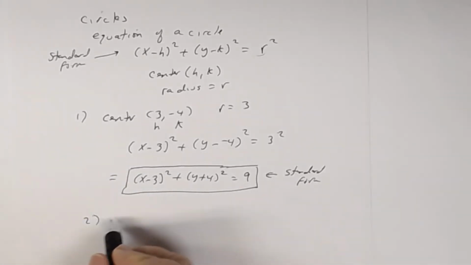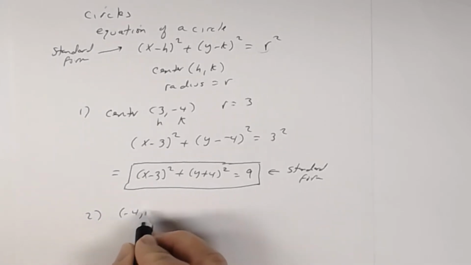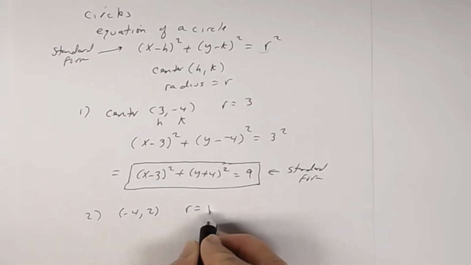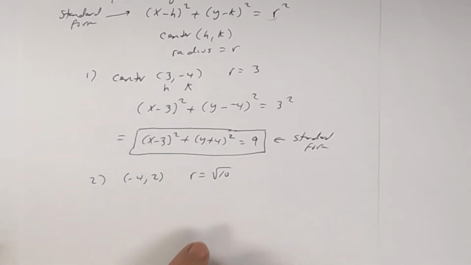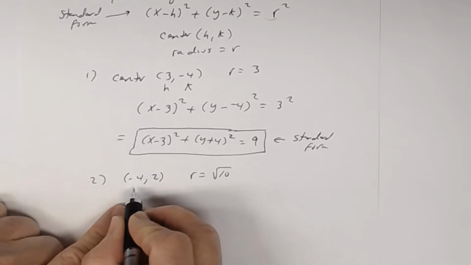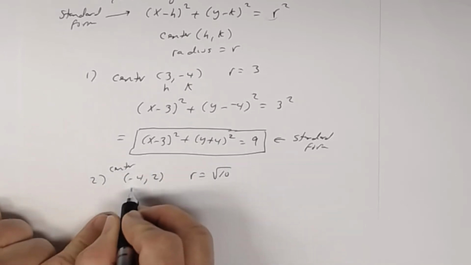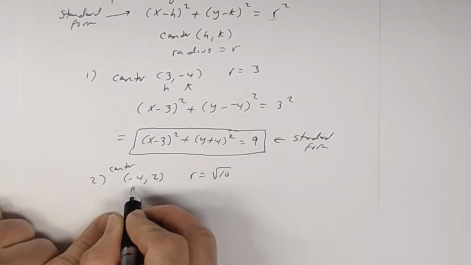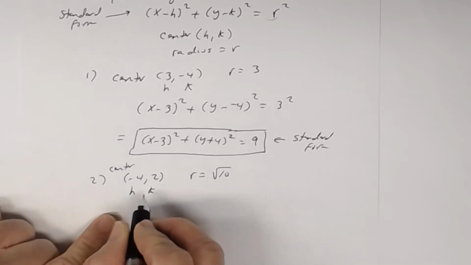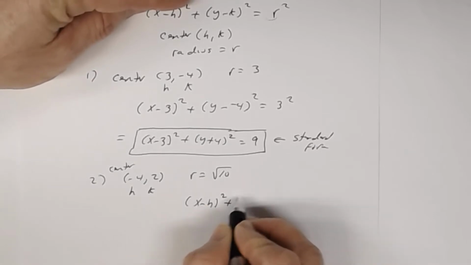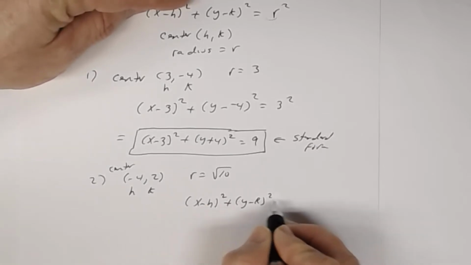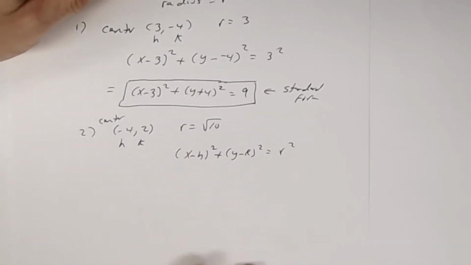All right, let's look at number two. We have the center (-4, 2), and the radius this time is the square root of 10. Now you may say, oh, that's going to be hard. No, it's not. Very simple, same idea. It helps to denote h as -4 and k as 2, and then plug it back into the formula: (x - h)^2 + (y - k)^2 = r^2.